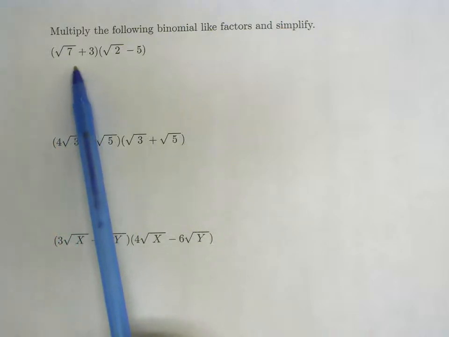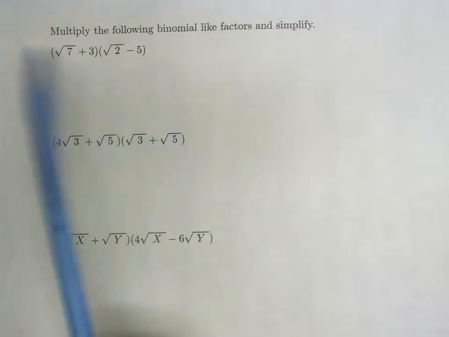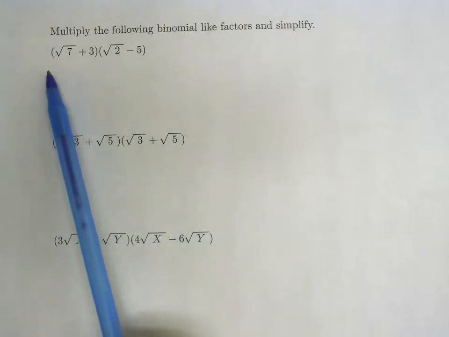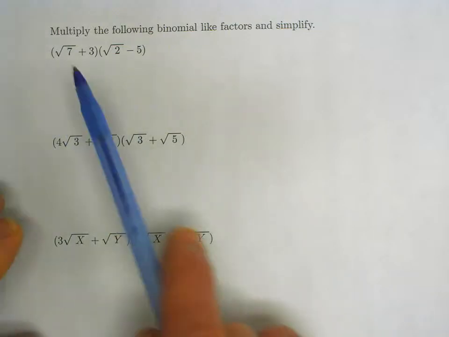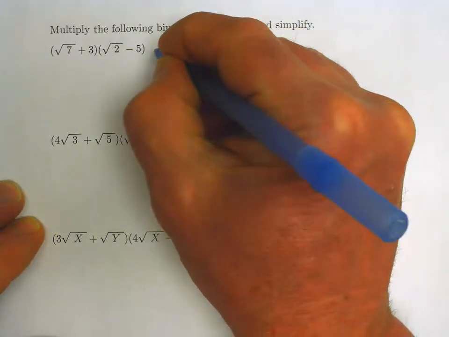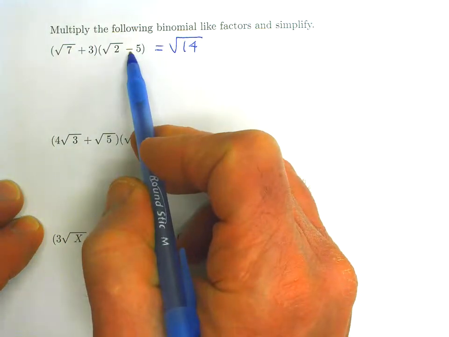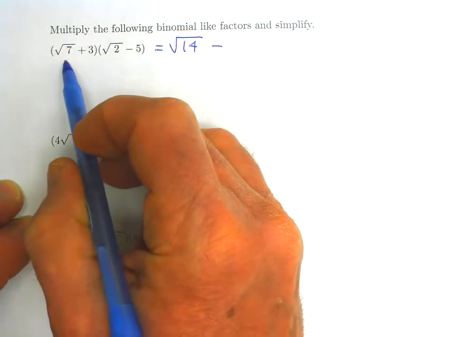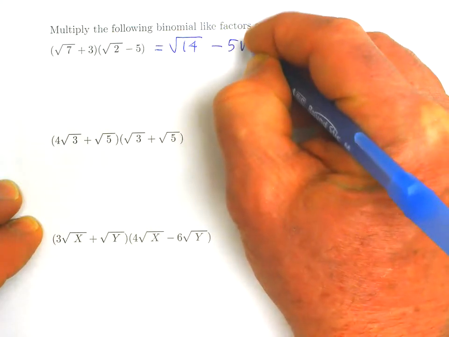So this first one up here, the square root of 7 plus 3 times the square root of 2 minus 5. So we'll just multiply those like we would multiply binomials. The square root of 7 times the square root of 2 is the square root of 14 because 7 times 2 is 14. And then minus the square root of 7 times 5. So we write it as minus 5 times the square root of 7.